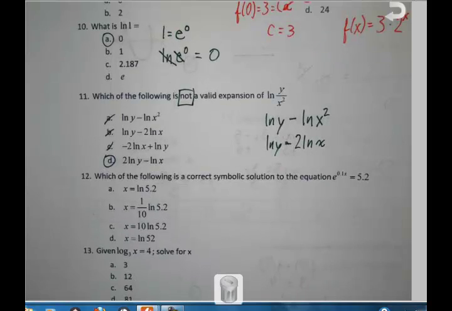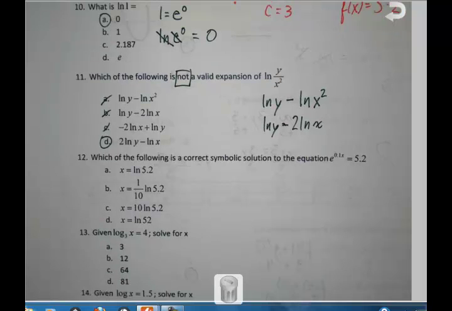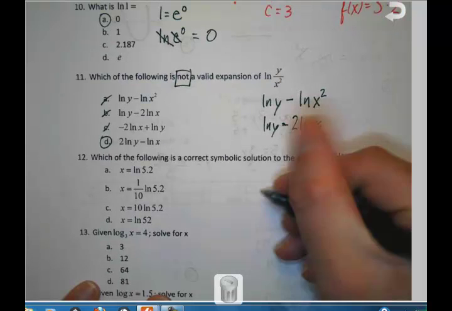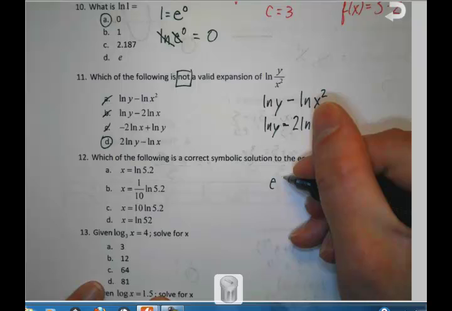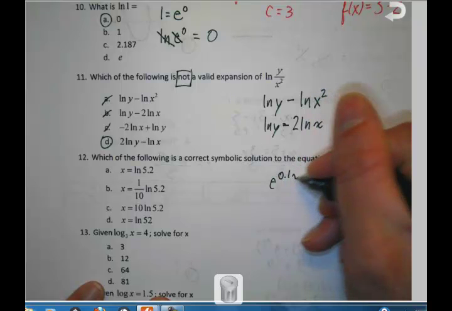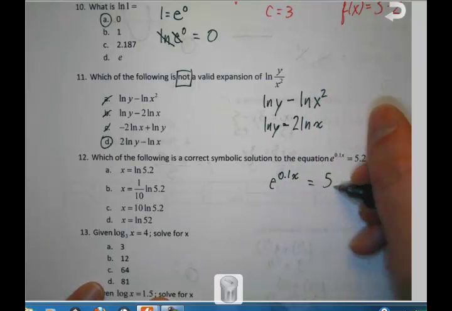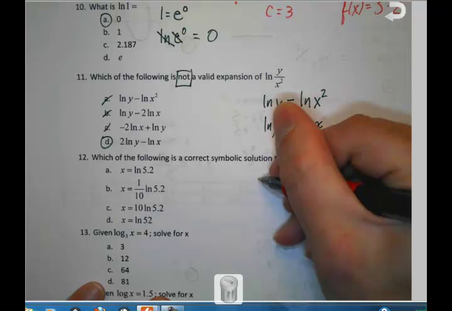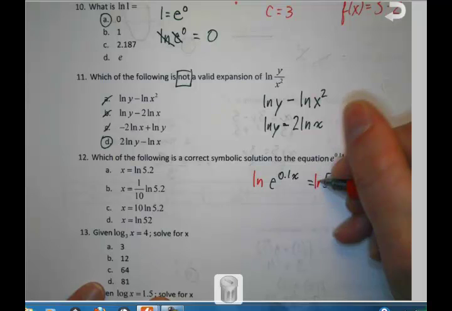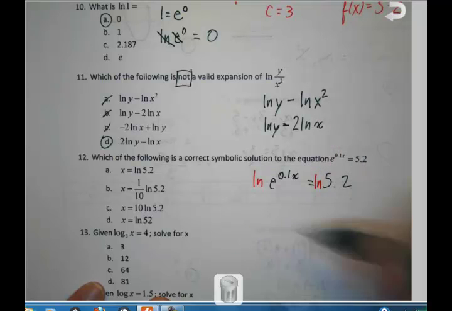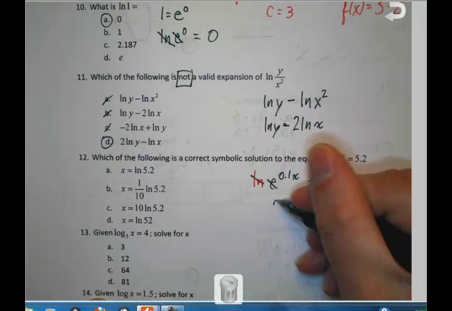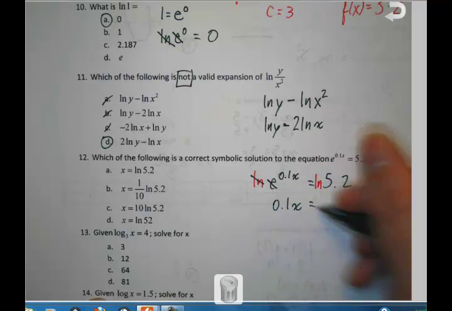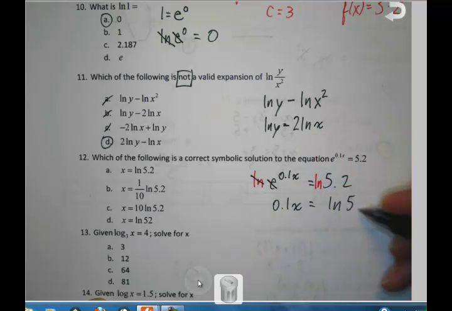Number 12, a lot of people had made some interesting mistakes on this. So you knew that you had the Euler constant raised to the 1/10 of x is equal to 5.2. So the first thing you're going to do is cancel your Euler constant by using the natural log of both sides. And so you have the natural log cancels e, which is 0.1x is equal to the natural log of 5.2.